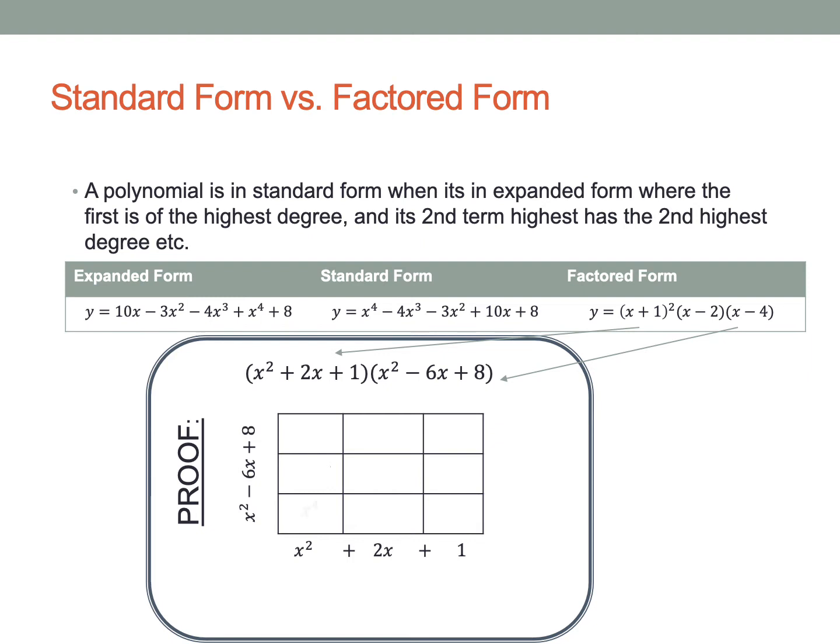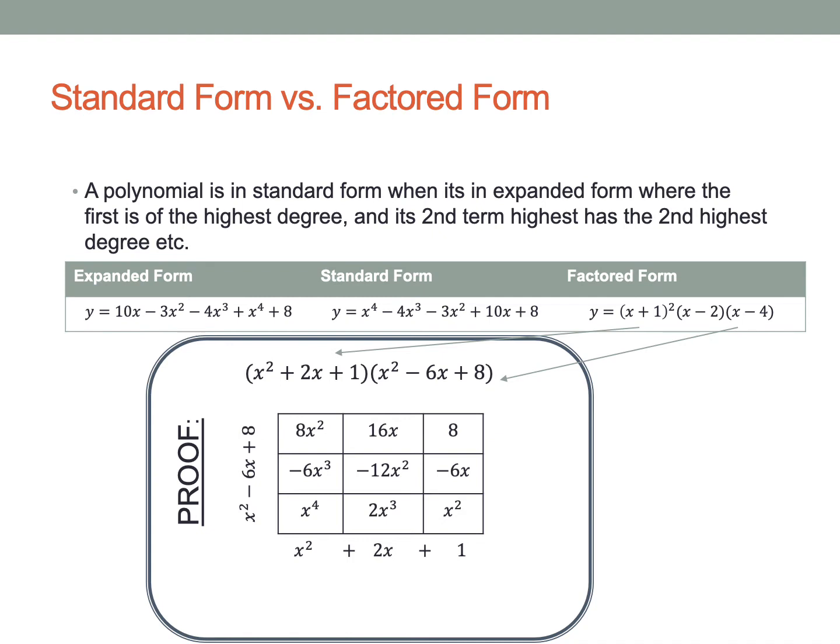So x squared times x squared is x to the fourth. X squared times negative 6x is negative 6x cubed. X squared times 8 is 8x squared. Then 2x times x squared is 2x cubed. 2x times negative 6x is negative 12x squared. And 2x times 8 is 16x. And then 1 times x squared is x squared. 1 times negative 6x is negative 6x. And 1 times 8 is 8.